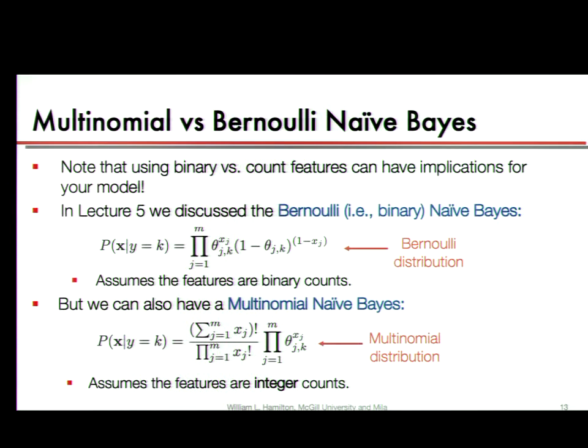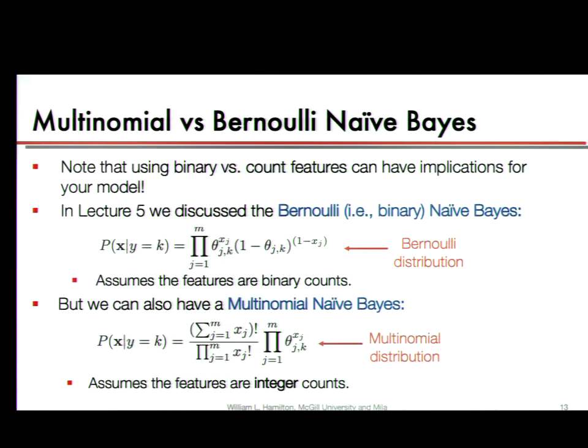This is what the actual probability looks like. So the probability of a particular feature vector, given that we have a particular class, is given by this multinomial here. In fact, this term doesn't really matter because it doesn't depend on the class. So this is really what the multinomial naive Bayes looks like for this probability, which can give us the likelihood. And I'm not going to go into detail for the derivation here.